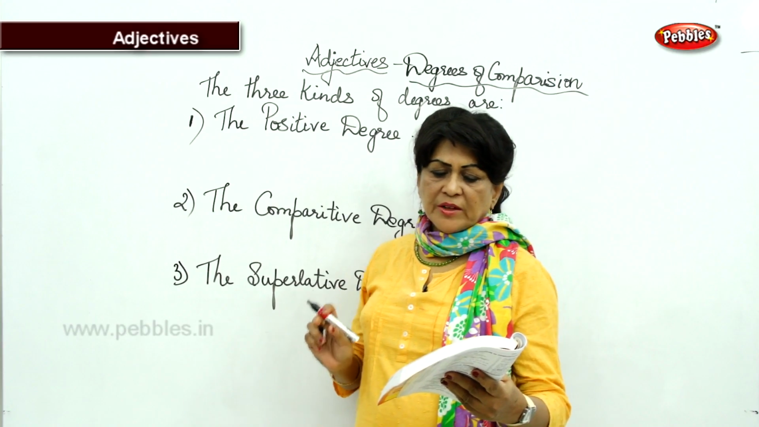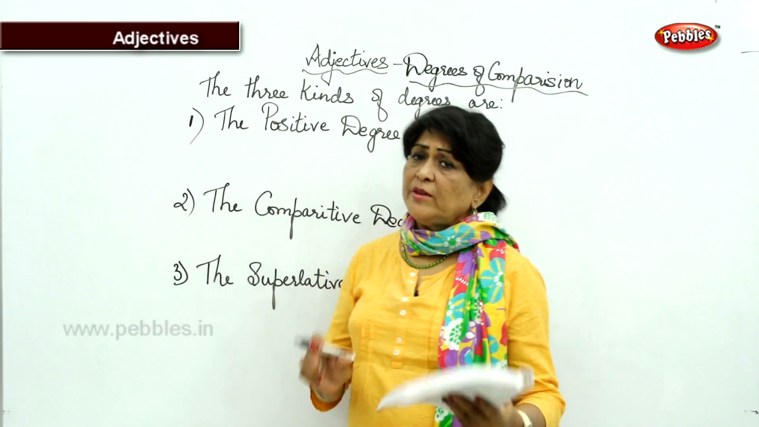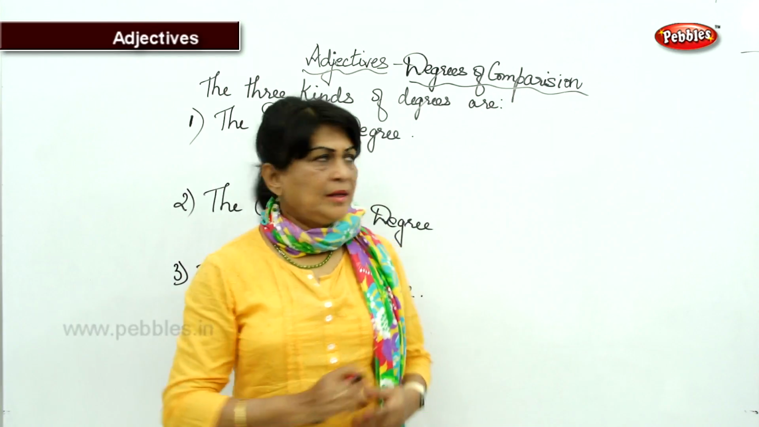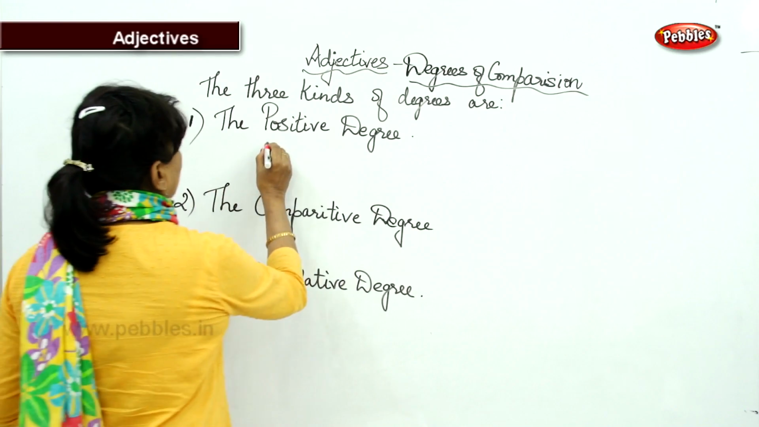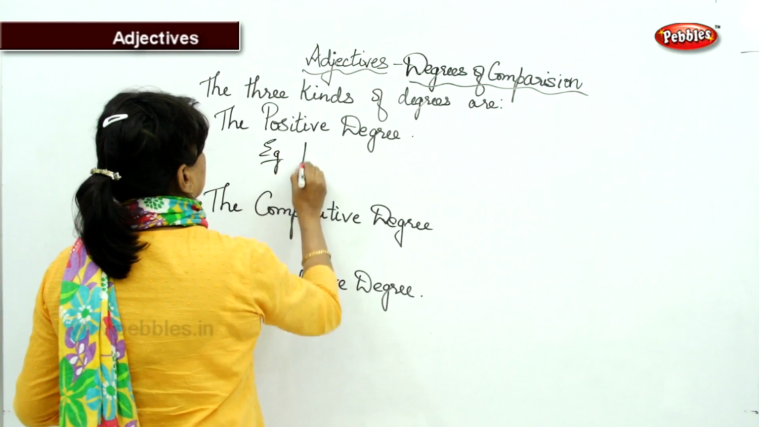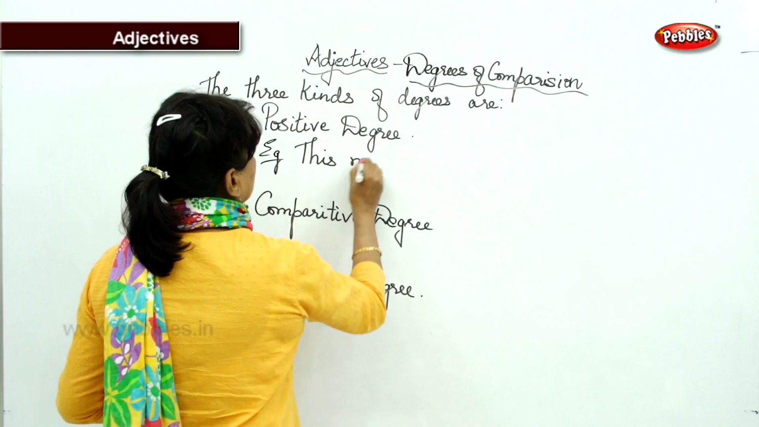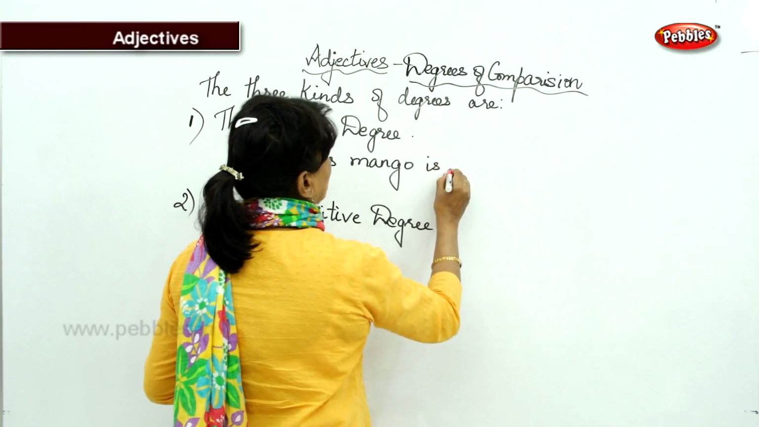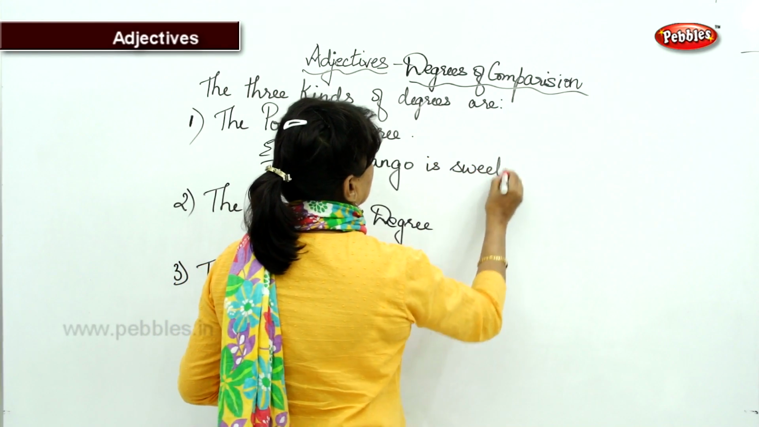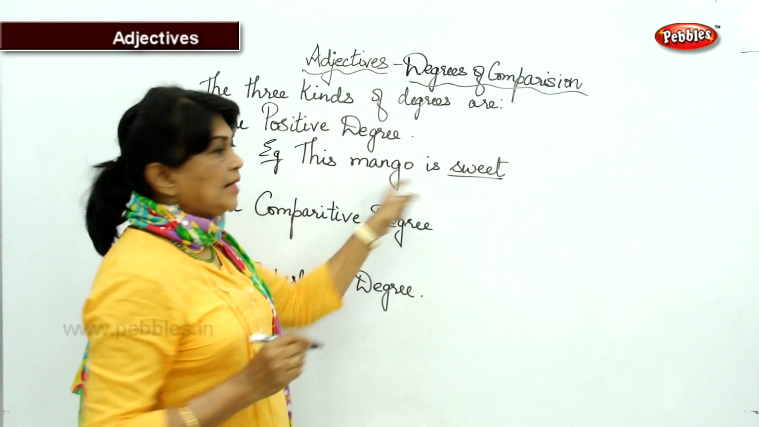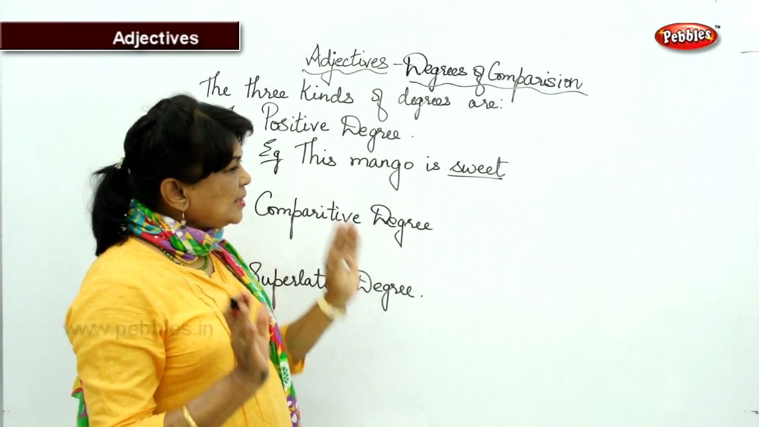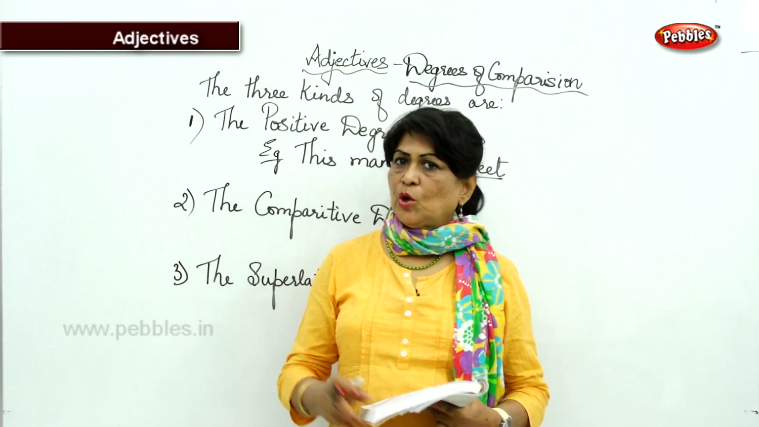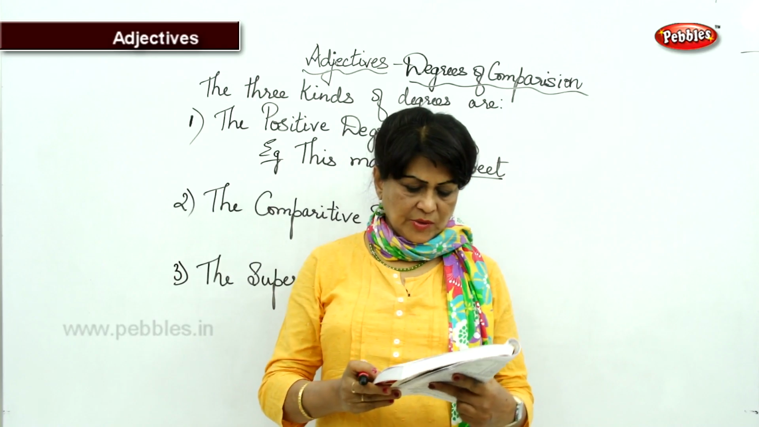Okay, the positive degree of an adjective is the adjective in its simplest form. Okay, if I say this mango is sweet, it describes the mango and this is the simplest form. So, the simplest form of an adjective is called the positive degree.